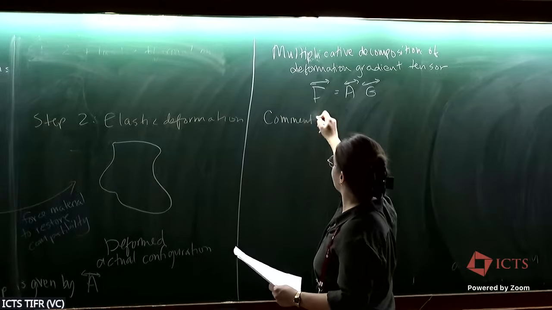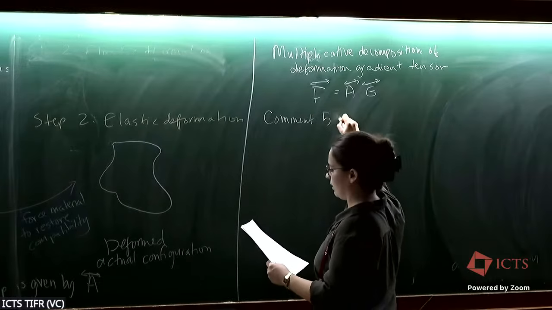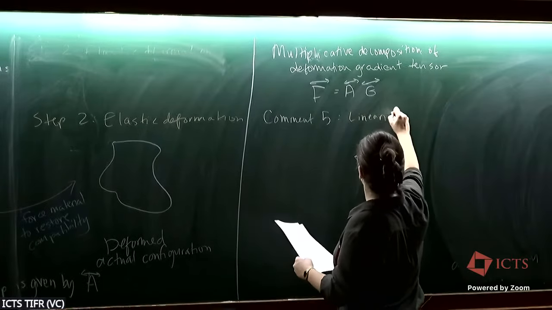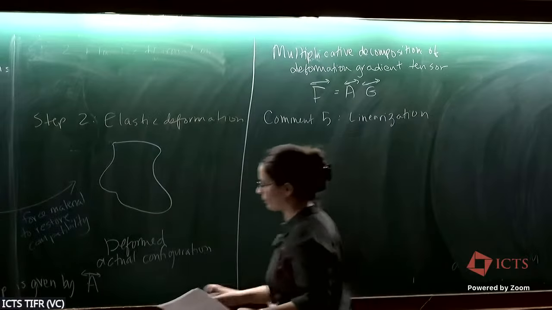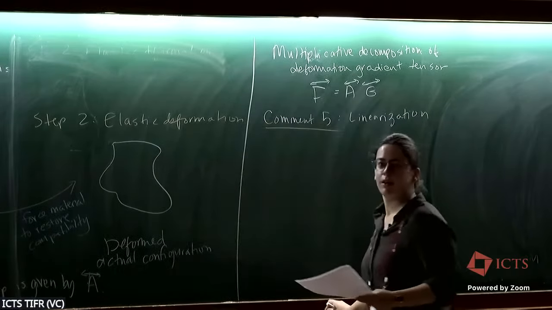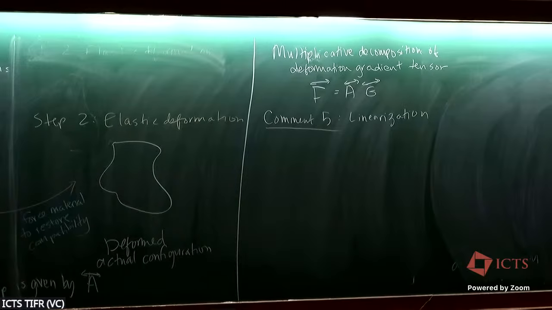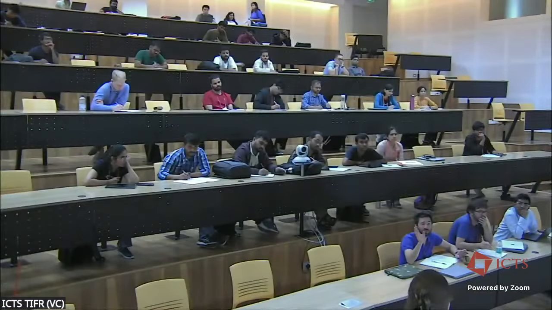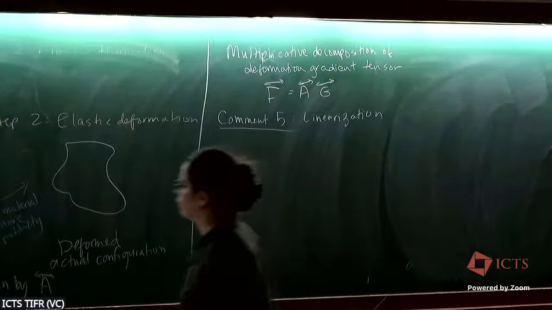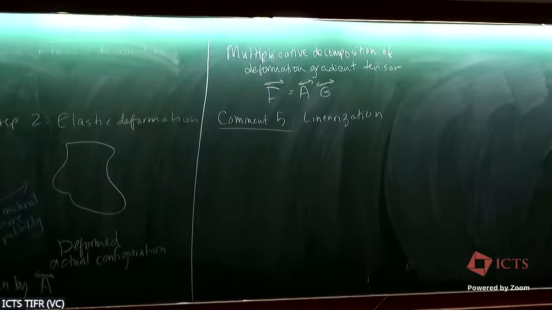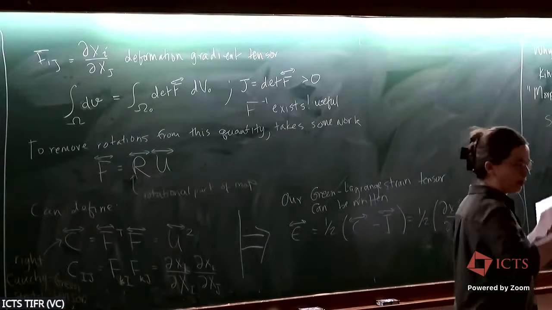Well, let me pause and take some questions. So comment 5 is on linearization. Is there a quick question on morphoelasticity? Yeah. Yes, F is describing the map from this reference configuration to the actual configuration. And so it has all the properties that we would expect.